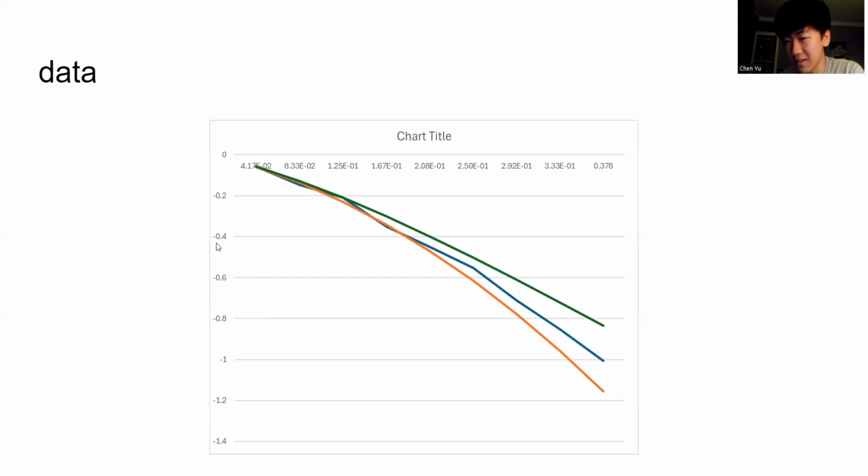So here is the data for all three models. The green one is the computational model with drag, the blue one is Tracker, and the orange one is the computational model without drag. And as you can see, obviously the one without drag drops the furthest. The computational model with drag drops the least far, and the one with Tracker is somewhere in the middle.